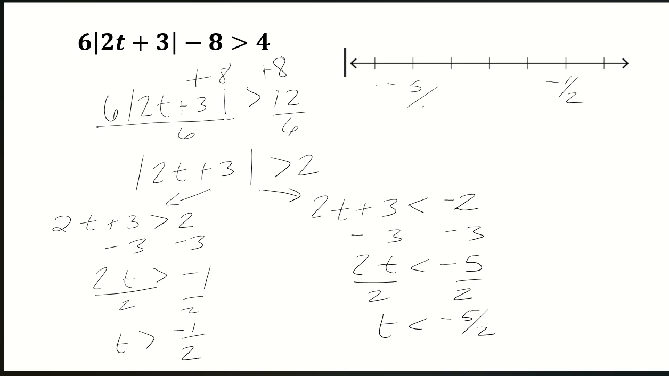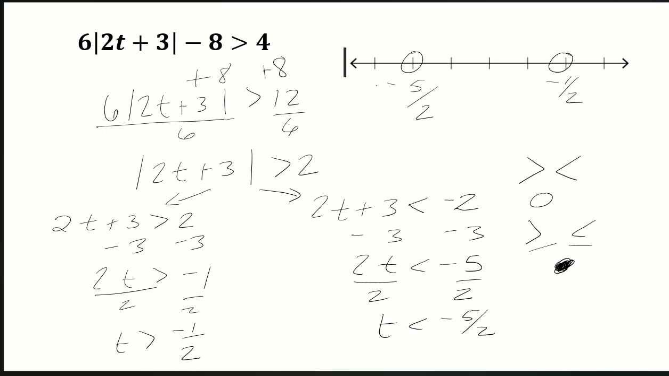Perfect. Now, open or closed circle? When I have greater than or less than, that's going to be an open circle. If I have greater than or equal to, less than or equal to, that's a closed circle. Same basic inequality properties, right? So here, this is a greater than and a less than, so that's going to be an open circle for both.